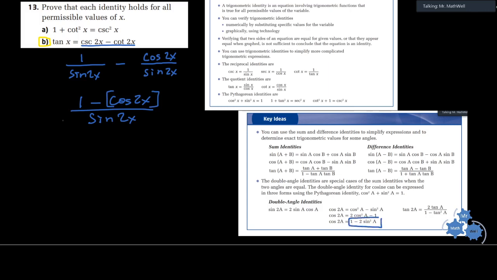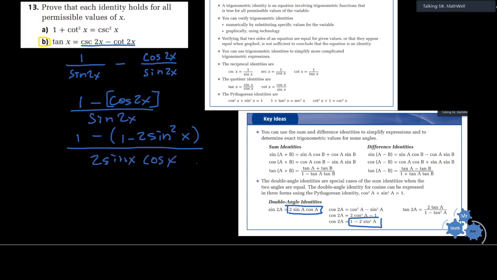I'm going to rewrite that. So I'm going to have 1, leave that one there, minus what? 1 minus 2 sine squared of x. Okay, that's what the top now equals. And the bottom, sine of 2x, let's go ahead and rewrite that as 2 sine x cos x. 2 sine x times cos x. Okay, so what we see here, again, is the 1 minus 1. Those are going to be gone, right? And I have a minus negative 2 sine squared x. Okay, well, that becomes positive.